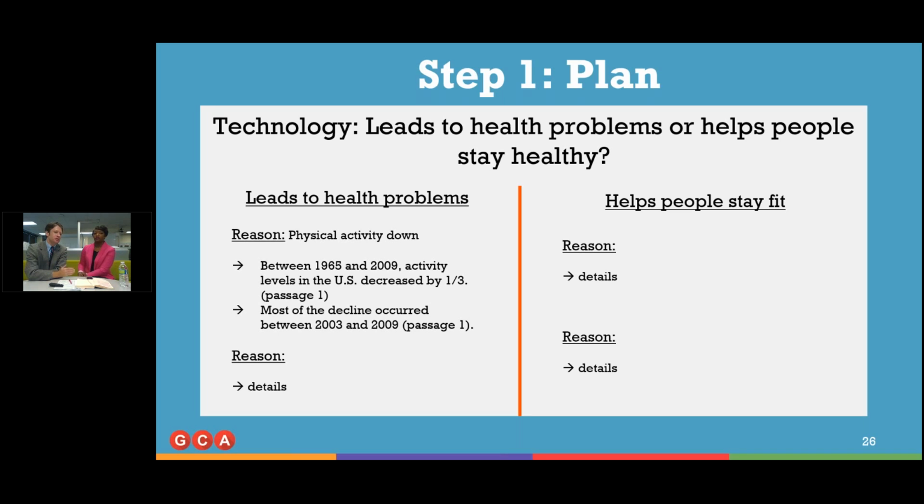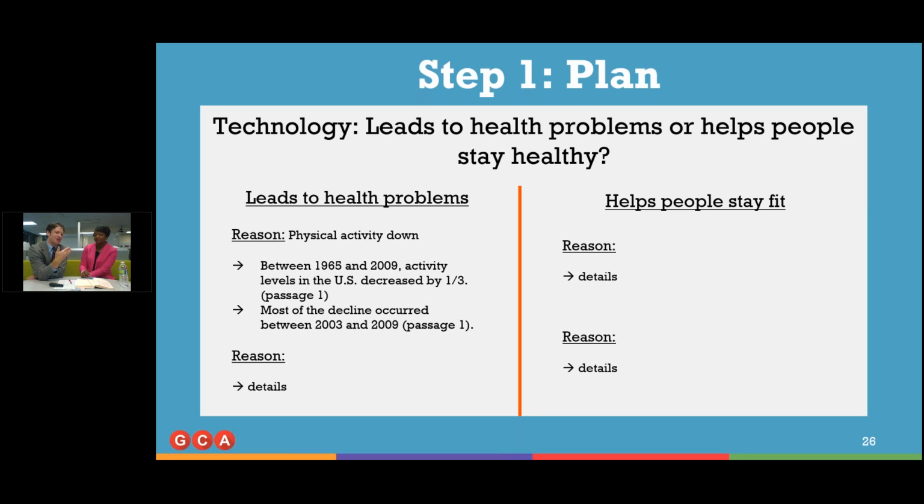So just a couple more minutes, a couple more comments on what this student is doing. Notice that the student, as he or she read the 2 passages, didn't just get textual details, or evidence, if you will, that aligns with technology leading to health problems or helping people stay fit. Notice, too, that the student also incorporated broad reasons. That's a great vocabulary term for argumentation.